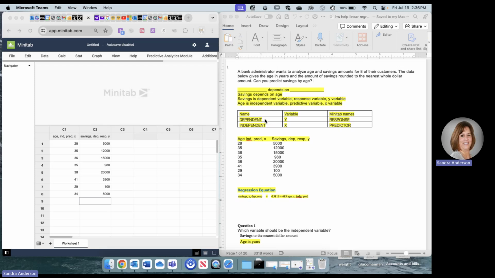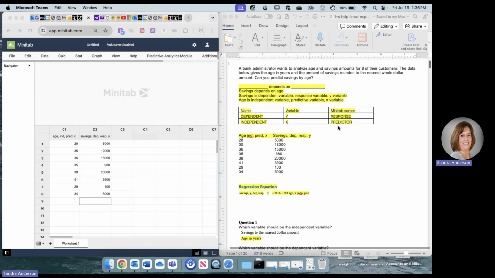Then what I do, using this chart below, is make savings depend on age. So savings is the dependent variable, which we also call our Y variable, which in Minitab we have to call the response variable. Those are all the same thing. And I know that's confusing to some students, so I hope that helps. And then if savings is the dependent variable, the other variable, which is age, would be your independent variable. So age is the independent variable, which is also your X variable, which is called your predictor variable in Minitab.